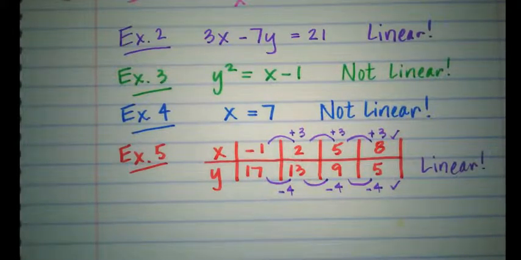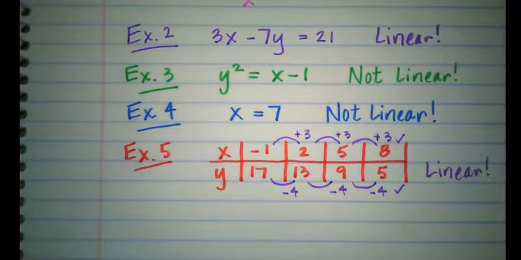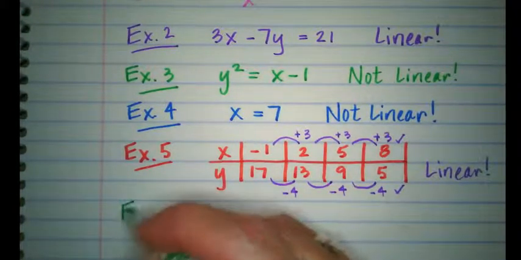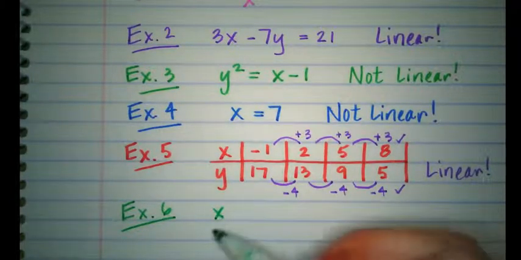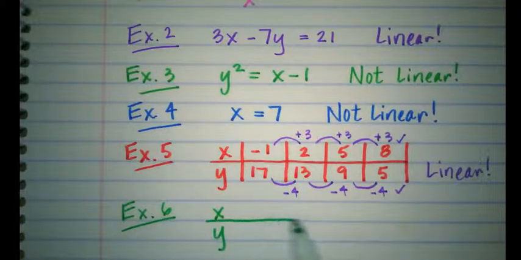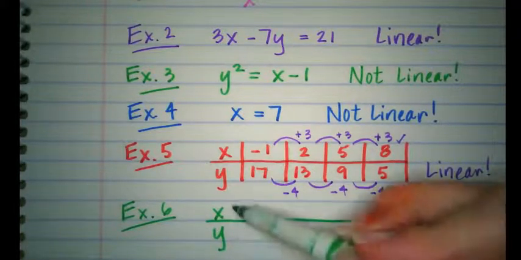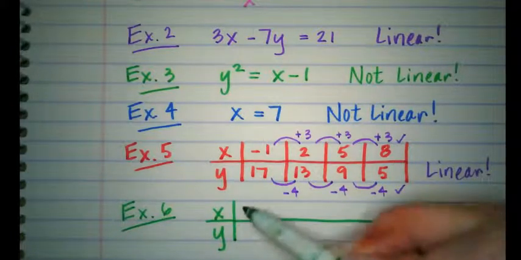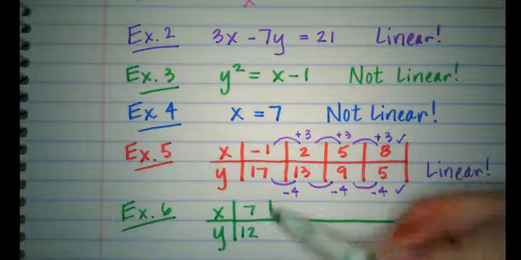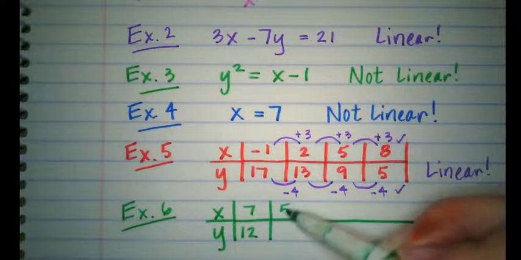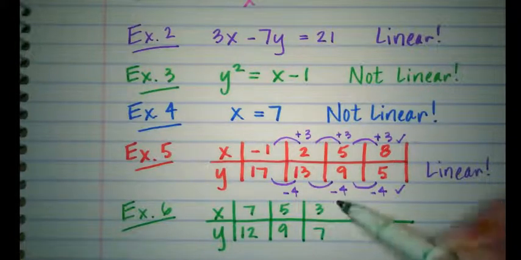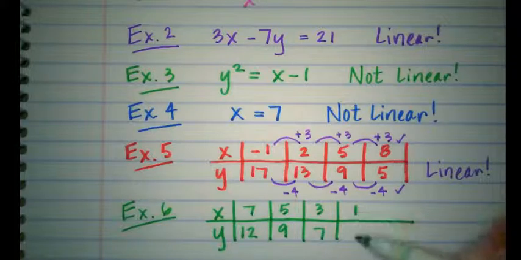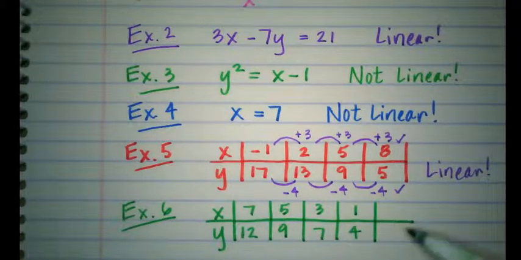All right, here's another one, example 6. So again, I'm going to set it up this way, going horizontal. I didn't leave enough space in between that one and the last one. All right, let's say (7, 12) is a point, and (5, 9) could be a point, (3, 7), and let's say (1, 4). So we'll just pretend I didn't draw that quite so long.